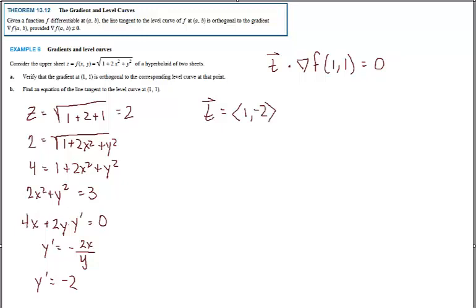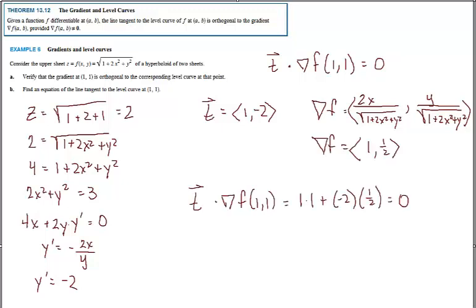I will take the dot product at this point, so that means I'm going to need to find the gradient of my f. Computing my partial derivatives, this is what I get. Now I'm going to plug in a 1 for x and a 1 for y, and then I'll do that dot product. And here I have computed that dot product and found it to be 0, which means that they must be orthogonal.